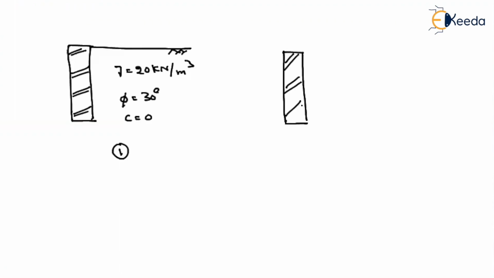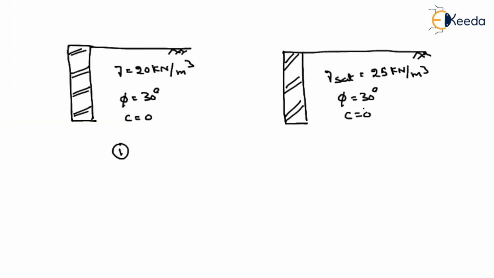In the second case, consider the same backfill and here they have given gamma saturation equal to 25 kilonewton per meter cube, again phi value equal to 30 degrees and cohesion as 0, and here the water table is at the top surface. Let us consider the height of the retaining wall to be 10 meter, and here also it is 10 meter. In the first case, is there any water table? No. In the second case, there is a water table at the ground surface.